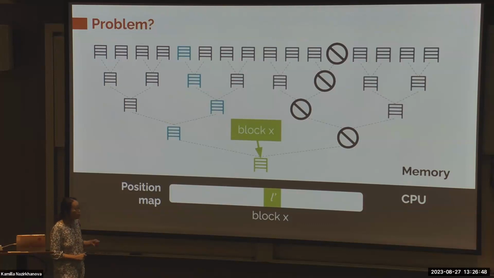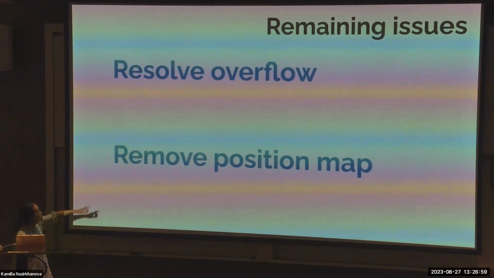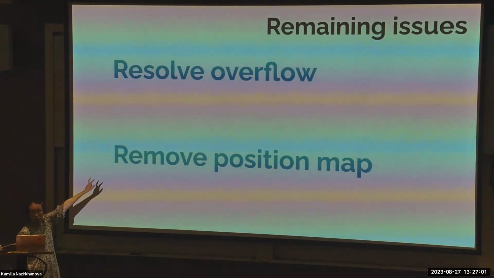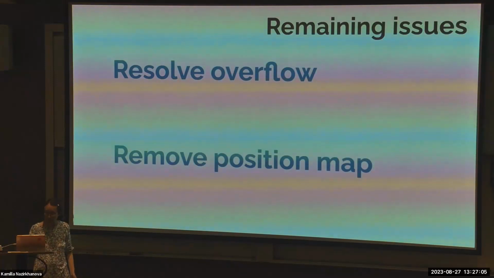Okay, so what is the remaining problem? As I said, the remaining problem is I cannot keep writing things to the root. It will soon overflow. So I will very quickly talk about how to resolve these two remaining issues. One is how do we prevent overflow? And second, how do we remove this position map I mentioned earlier?